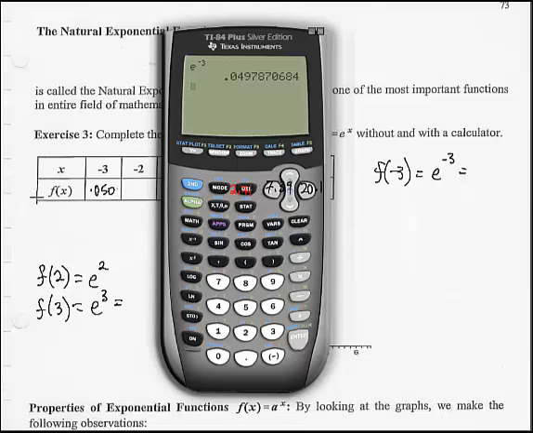for f of negative 3. F of negative 2 will be e to the negative 2. To compute that with the calculator, second ln negative 2, make sure you hit the negative button, enter, 0.135.